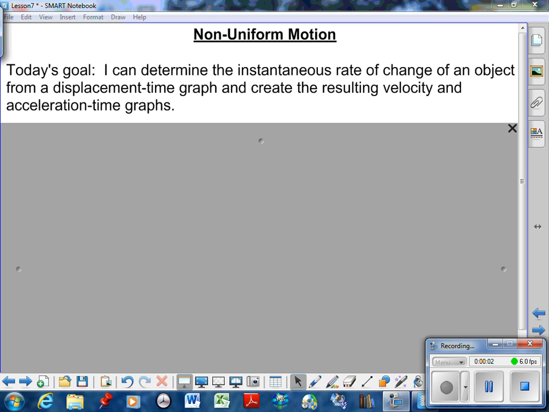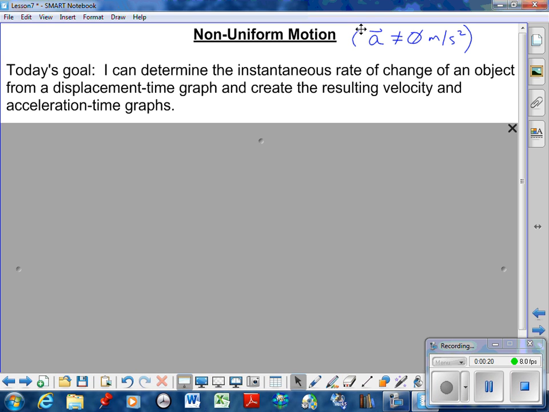Alright, so now I want to focus on non-uniform motion. What happens when acceleration is not 0? So up here I'll put acceleration is not equal to 0 meters per second squared. Okay, so you're changing your velocity.